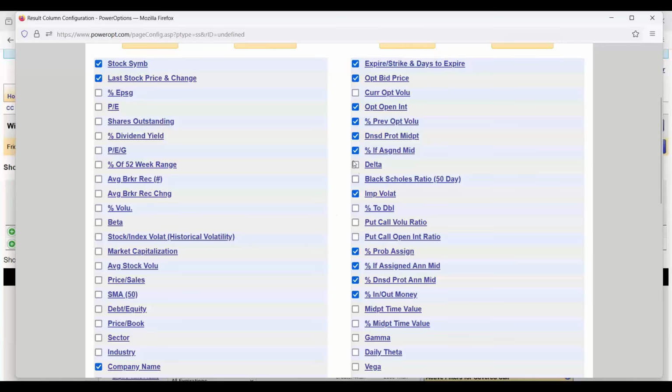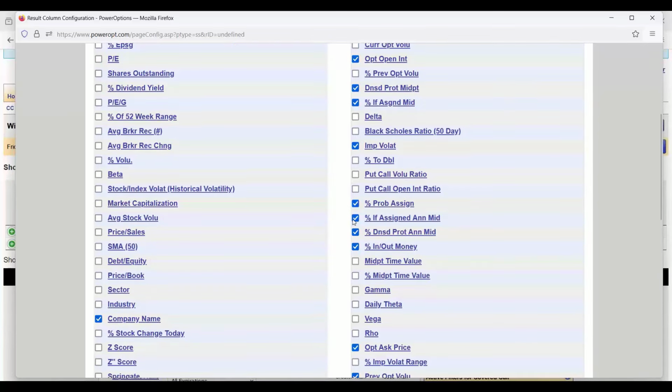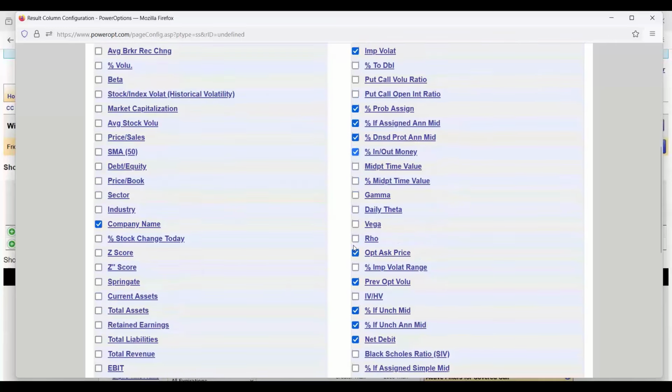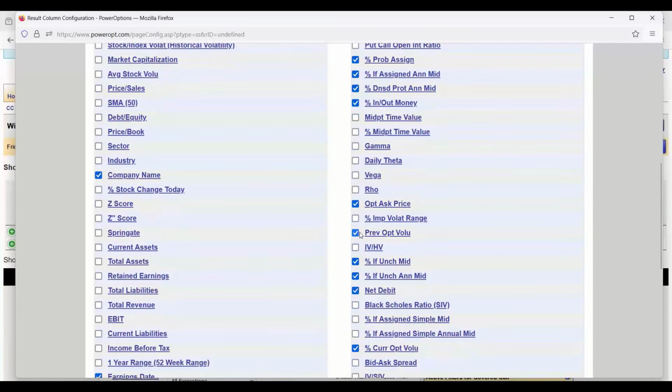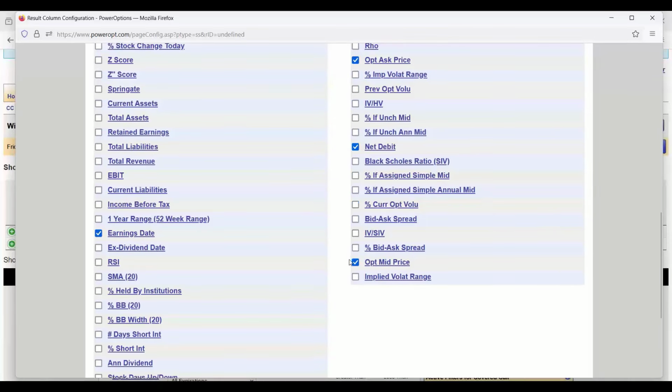And we're going to remove some of this. I don't think I need previous option volume. I'm just trying to clear some things. I want the implied volatility, probability assigned, range in the money, of course. Option ask, that's good. Previous option volume I don't want. That was for a previous webinar. Percent if unchanged, I'm going to take out, and percent current option volume.